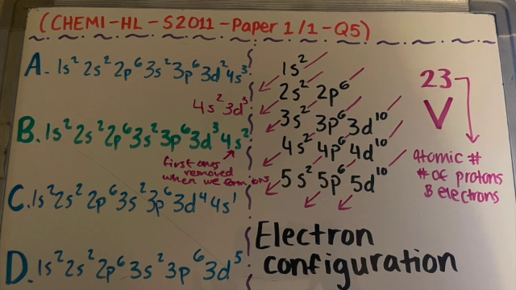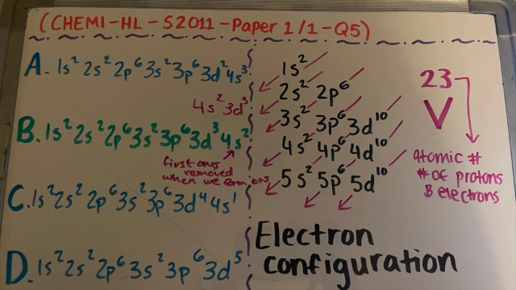The reason why option C is incorrect is because they wrote that the 3D is 4 and the 4S is 1. They gave one away from the 4S and they transferred it to the 3D, but we weren't supposed to do that. All we needed to do was put the 3D before the 4S, because the s orbital electrons are the first ones removed when we form ions. Therefore, it makes it more stable and more correct if we put the 3D before the 4s.